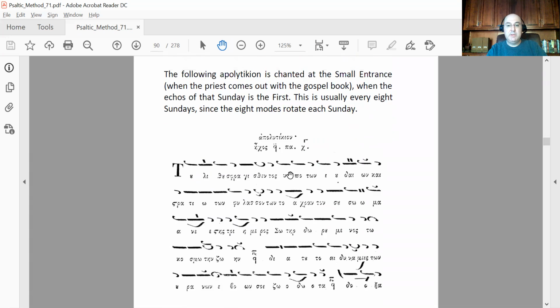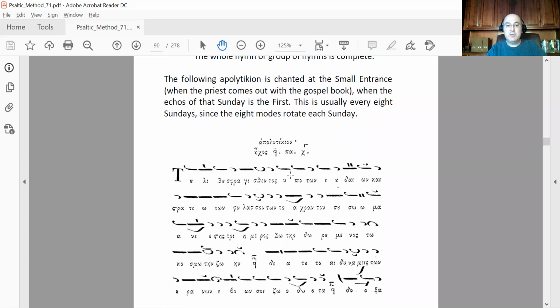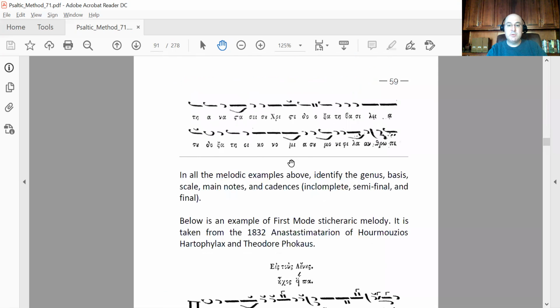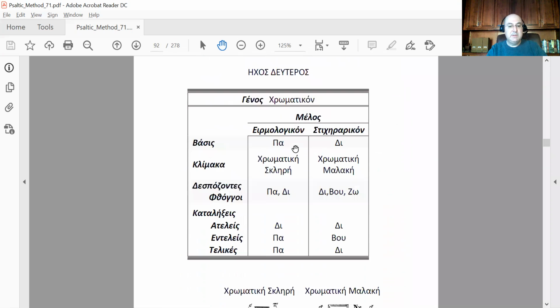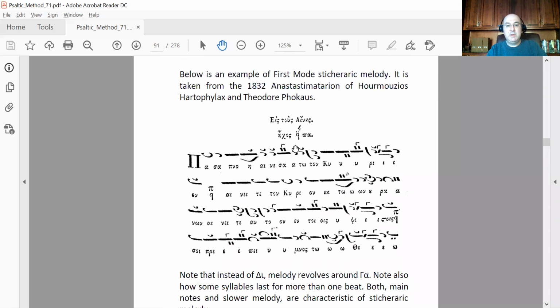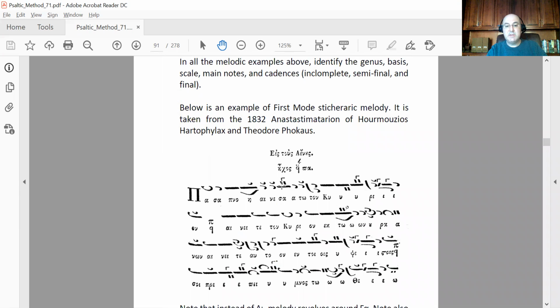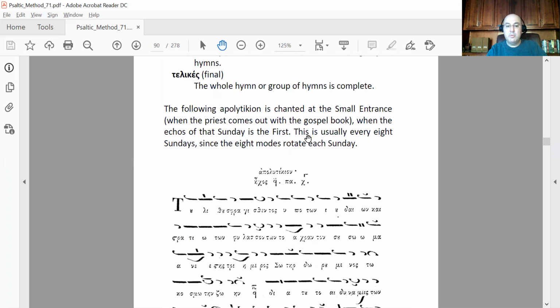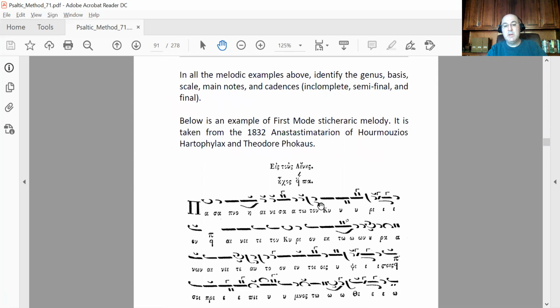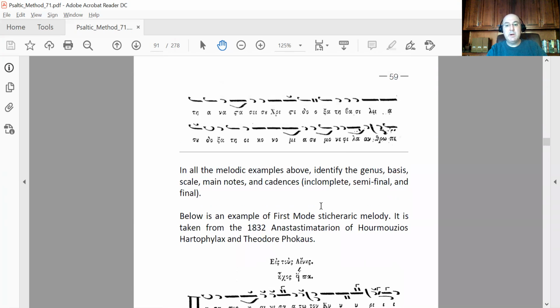The following Apolytikion is chanted at the small entrance when the priest comes out with a gospel book, when the Ichos of that Sunday is first. This is usually every 8 Sundays, since the 8 modes rotate each Sunday. But because I still need to teach the stichirarikos, the stichiraric first mode, I think I'm going to leave both to Lithus Fragistendos and the Pasapnoi for the next lesson.